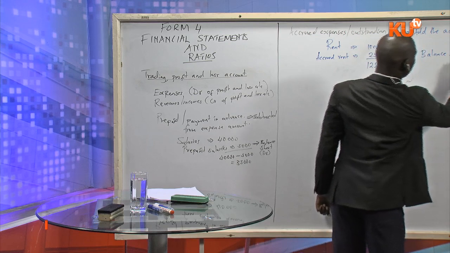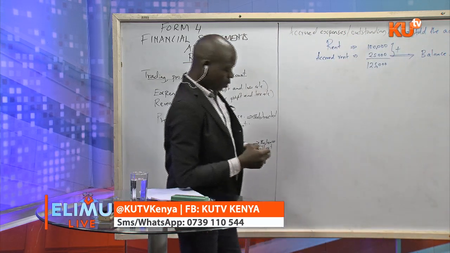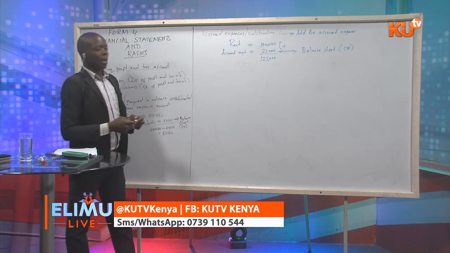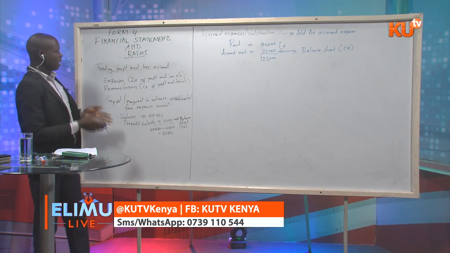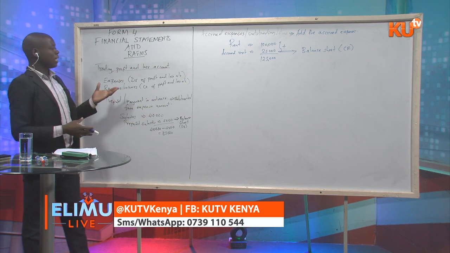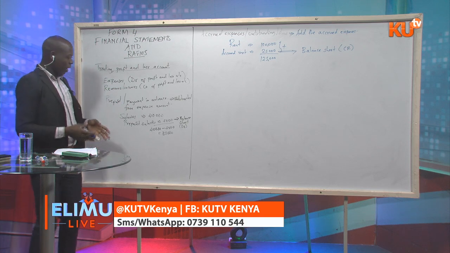On the right hand side, that is the CR side, as what we call short-term liability. So that is how we need to understand the adjustments that we need to do when we are looking at the trading profit and loss account, and more so when you're preparing for our exam.